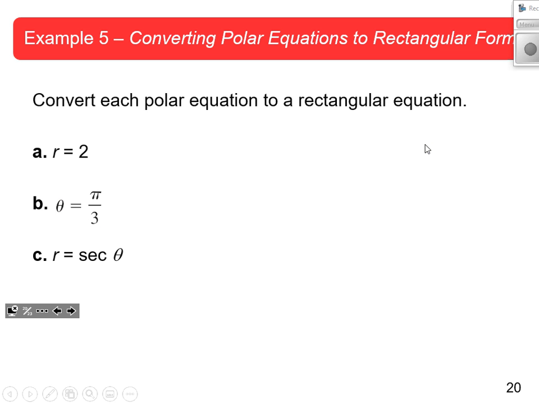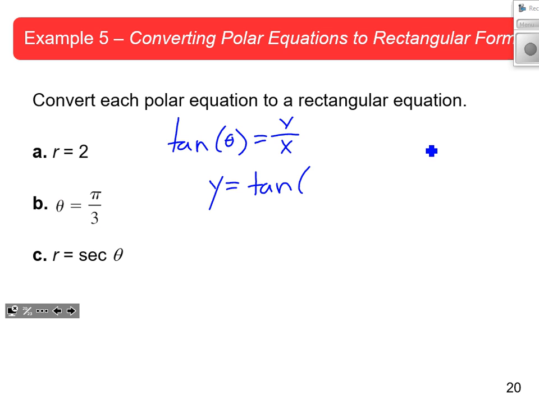Theta is equal to pi over 3. So really what that's telling us is on the graph, we're actually just going to have a straight line where the angle of rotation is pi over 3. It's just any point along that line. Now, what we do know is that tangent of theta is equal to y over x. So y is equal to tangent of theta times x.